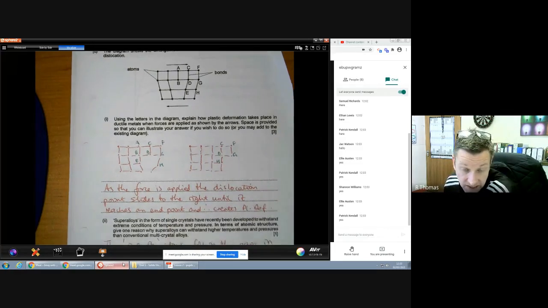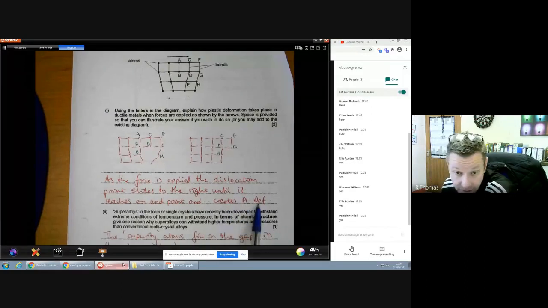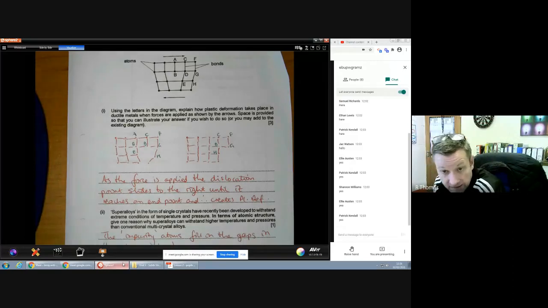And the simple sentence you need is, as the force is applied, the dislocation point slides to the right until it reaches an end point and therefore creates plastic deformation. Okay, so have a good look at that, and if you didn't, have a go yourself, get that down, because it's exactly what they would want on the exam.